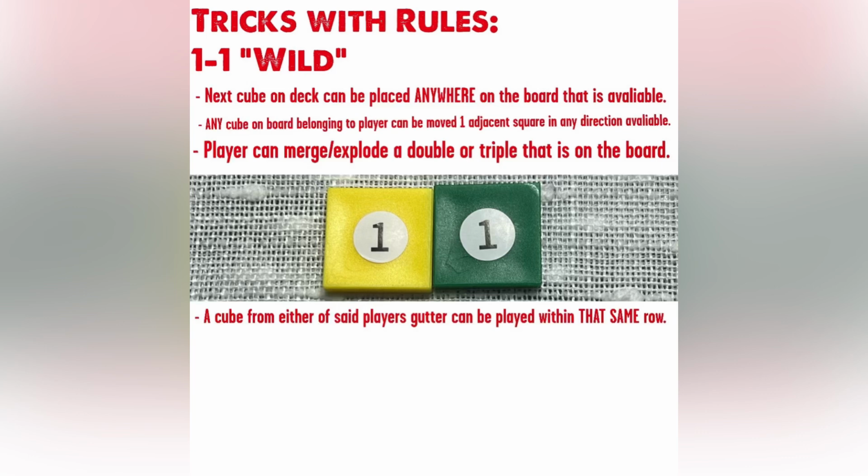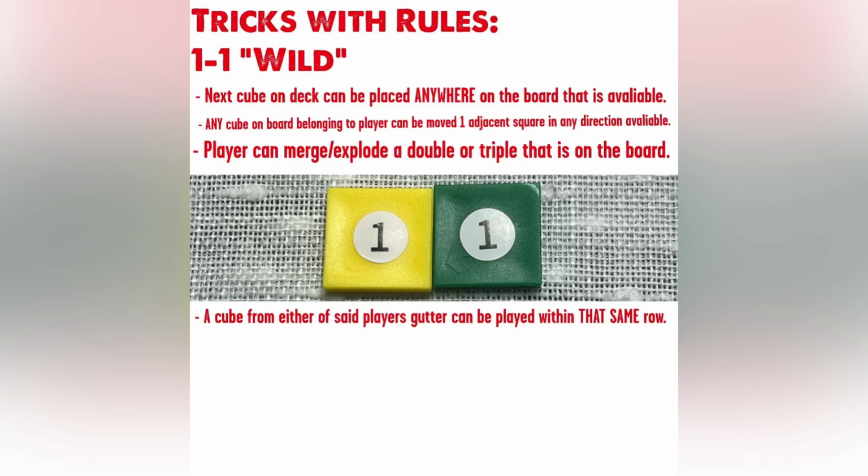Those are the possibilities that a 1-1 allows. Did you notice I kept mentioning the words "if available"? What I mean by available is the square is not taken up by an opponent's frozen, triple, or quad. Also, remember, in no case whatsoever could players combine two cubes of unlike colors.